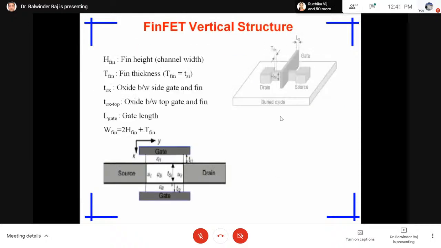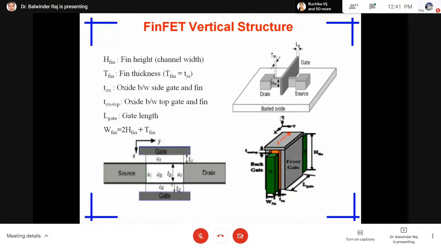So this is a vertical FinFET. In the vertical FinFET, there are different parameters like fin height. This is the fin height that represents my channel width. Then we have the fin thickness that represents the silicon thickness of the device. Then we have a channel length LG, and that represents my distance between the source and drain.